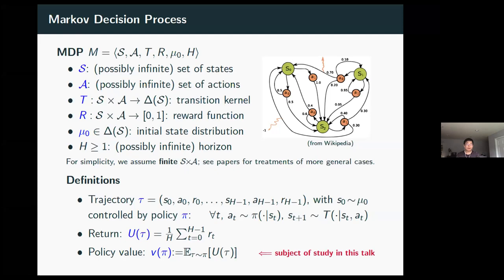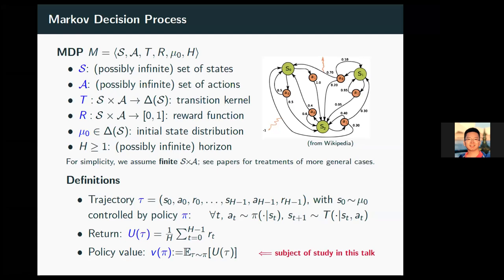So in the infinite case? Yes. In general, the larger H is, the higher the variance is. And if H is infinite, then the variance can be infinite. I see.